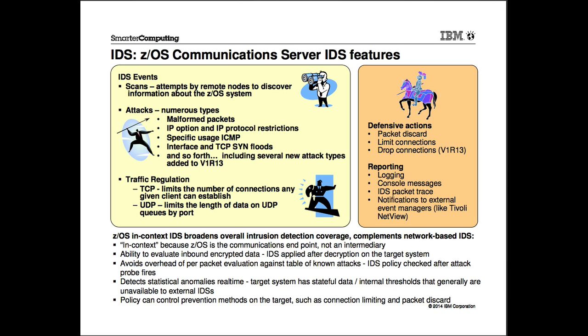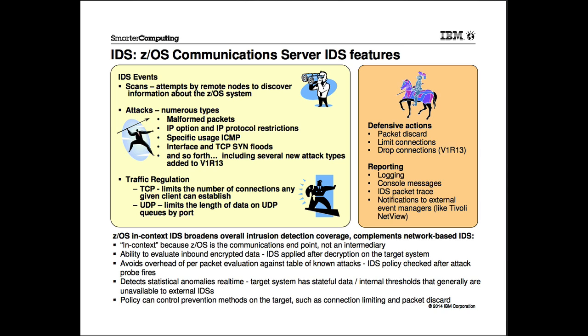And we provide a wide range of technologies for intrusion detection and support. This is all managed through the policy infrastructure I discussed before. So we can block scans, we can block numerous types of attacks, we can block malformed packets, you can restrict what IP protocols and IP options people are allowed to use, you can restrict how ICMP is used, you can put in policies to prevent floods and queues backing up. We've got all kinds of attack types.